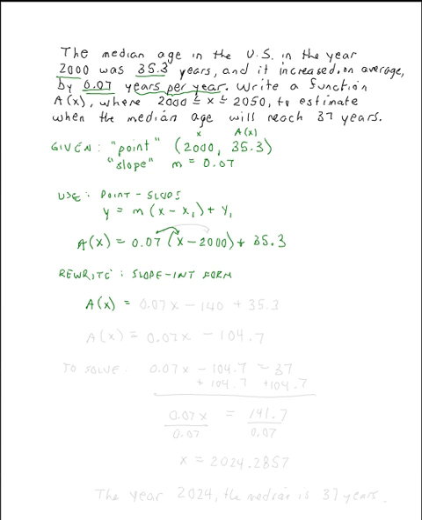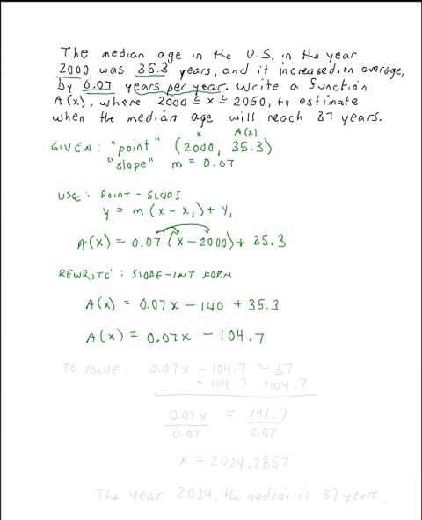We're going to be distributing, so we will have 0.07x minus 0.07 times 2000, which will be 140, plus that 35.3. So our linear function in slope-intercept form is 0.07x minus 104.7. We have our function. Now we can take a look at solving the actual problem.